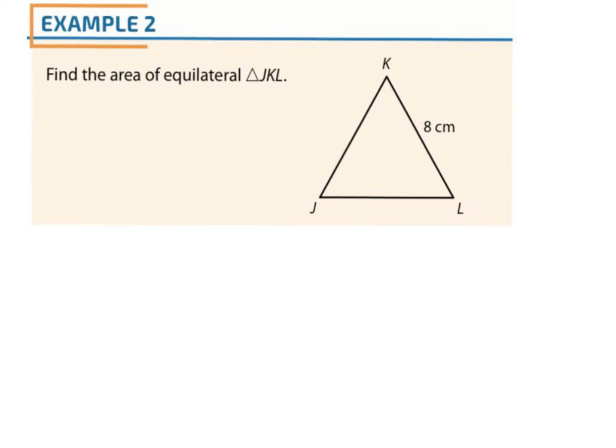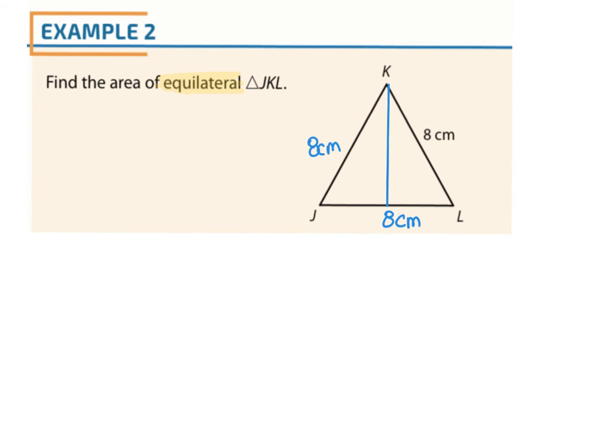All right, this is find the area of the equilateral triangle JKL. Very, very important that they tell us this word right here, equilateral. By telling us that, we automatically know that all three of these sides are 8 centimeters. The other thing that we actually know here is that if we were to draw the altitude from that vertex down, it would bisect the vertex and it would bisect the side length, okay? So in an equilateral triangle, this side right here is going to be bisected, so that's going to be 4.